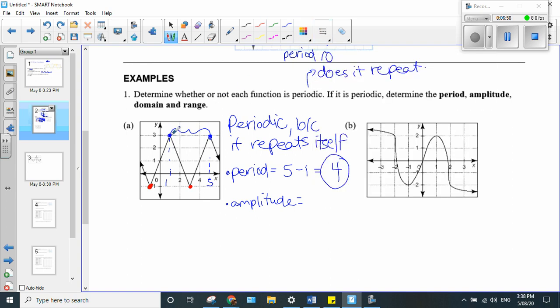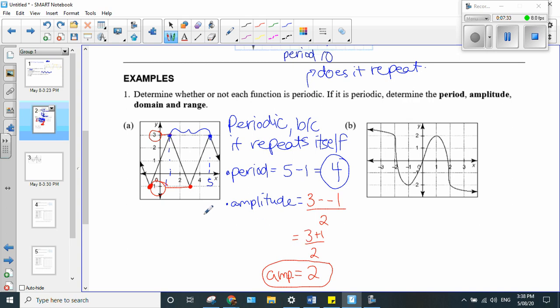So what we want is the highest point and the lowest point, 3 and -1. So for the amplitude, we are going to subtract them, 3 minus, and be careful, we're subtracting -1, and we're going to divide that by 2. So our amplitude is (3 plus 1) over 2, which is equal to 4 over 2, which is equal to 2. So our amplitude is 2. Okay, the key thing here is we're going to divide it by 2.